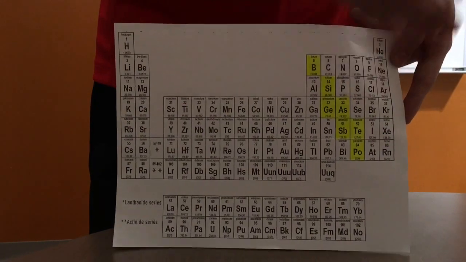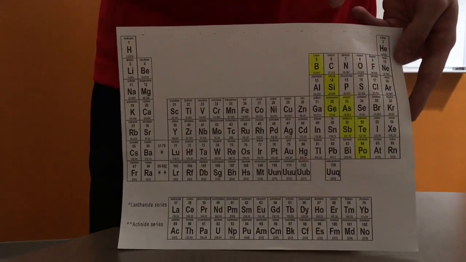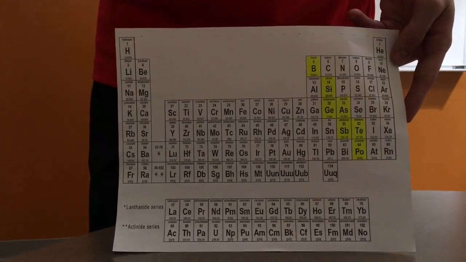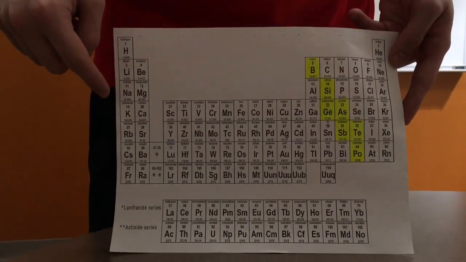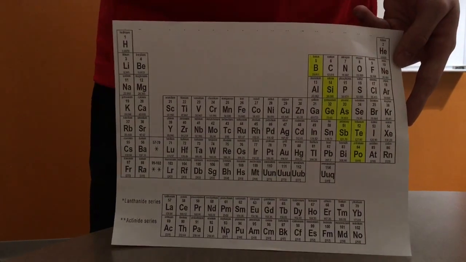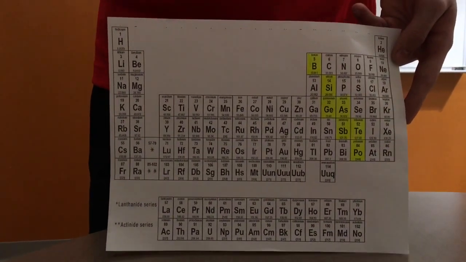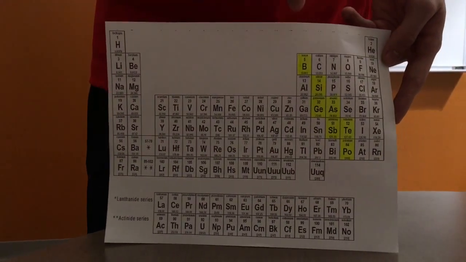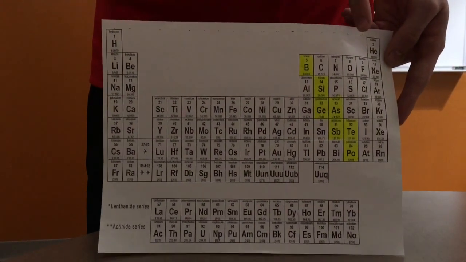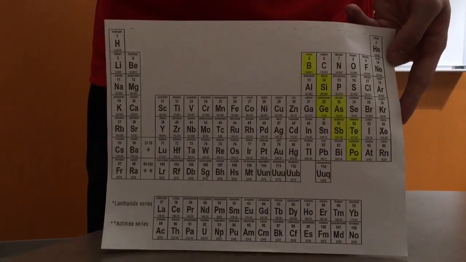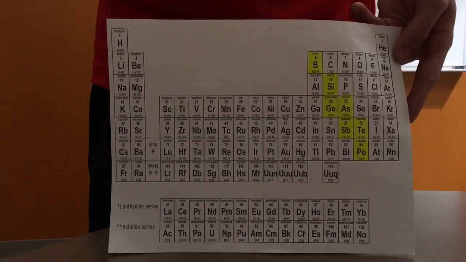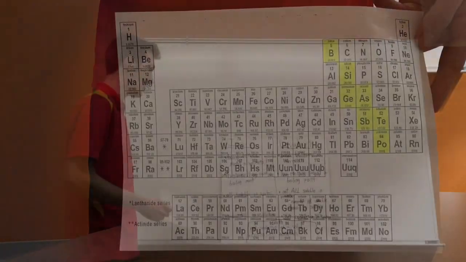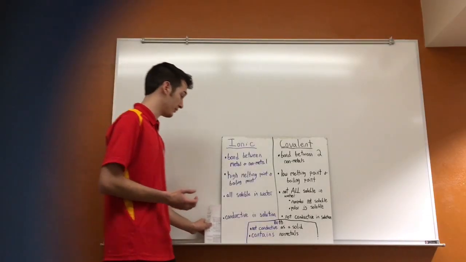Non-metals are things above these stair steps, these highlighted elements. So nitrogen, oxygen, fluorine, chlorine. So a bond between sodium and chlorine is going to be an ionic bond. That's going to be an ionic compound because it's a bond between a metal and a non-metal. A bond between carbon and oxygen is going to be a covalent bond. That's going to make a covalent compound. It's a bond between two non-metals.